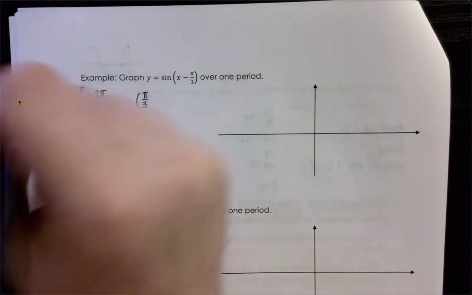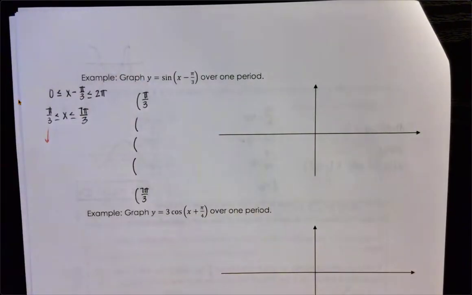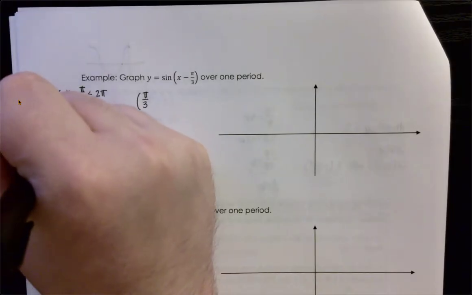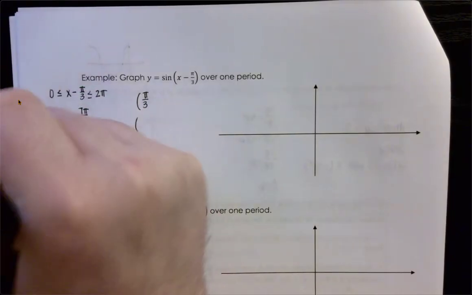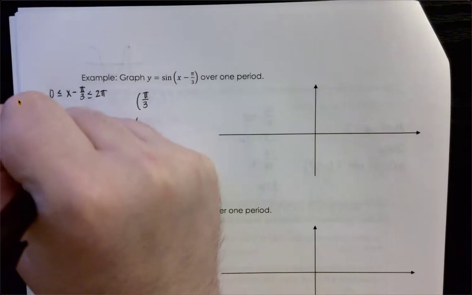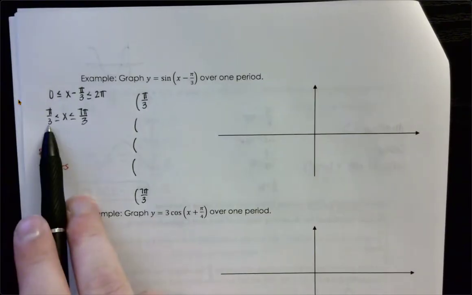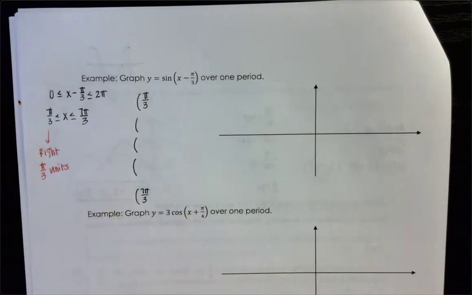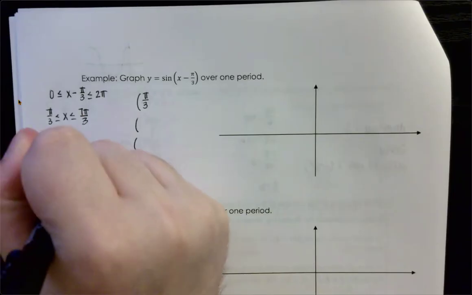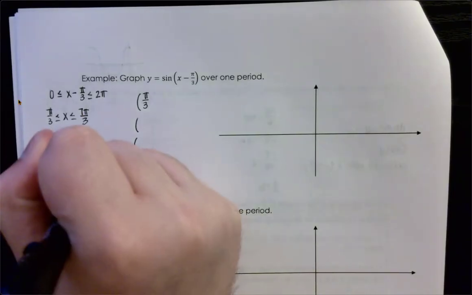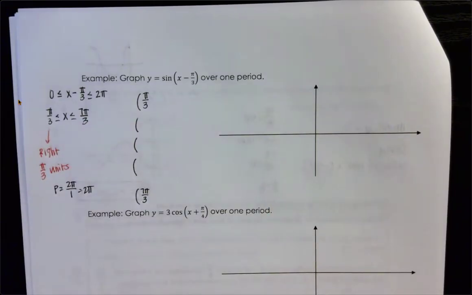And whatever number is over here, that's a positive pi over 3. So our graph has been shifted right pi over 3 units. So whatever this is tells you how far left or right it is moved. If it's negative, it moved left. If it's positive, it moved right. Period is 2 pi over b, which is just 2 pi. B is the number in front of x.